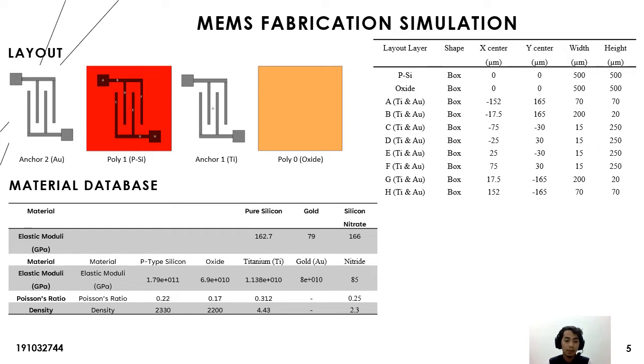For titanium, the elastic modulus is 1.138 exponent plus 0.10. The Poisson ratio is 0.312, and the density is 4.43. For the gold, there will be only the elastic modulus value, which is 8 exponent plus 0.10. And lastly, for the nitride, the elastic modulus is 85, the Poisson ratio is 0.25, and the density is 2.3.